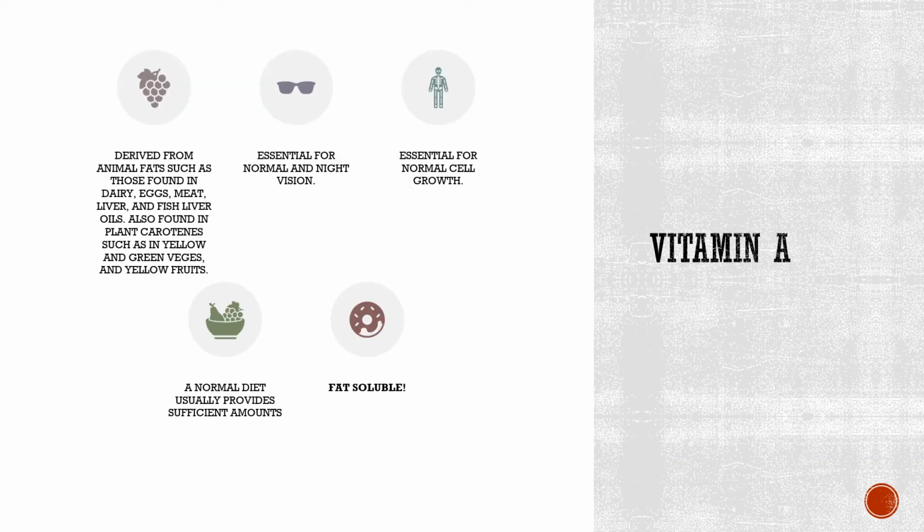So let's talk about vitamin A first. Vitamin A is derived from animal fats, such as those that are found in dairy, eggs, meat, liver, fish liver oils, also plant-based in carotene, such as yellow and green veggies and yellow fruits. Vitamin A is essential for normal and night vision. It is essential for normal cell growth. A normal diet usually provides sufficient amounts, so most people do not need to take vitamin A supplements. And again, this is one that is fat soluble.